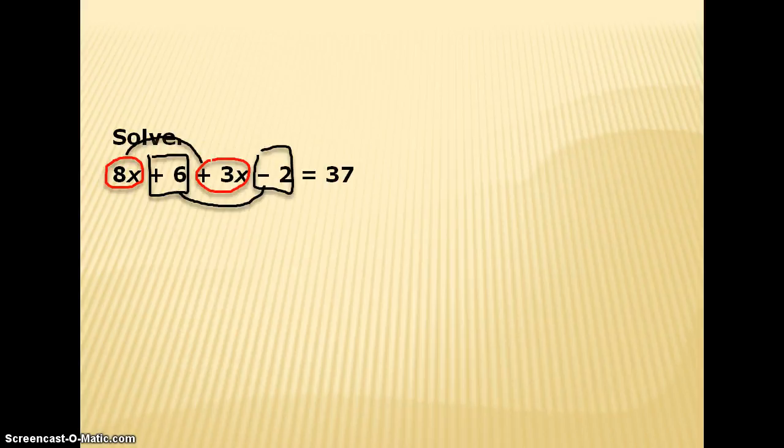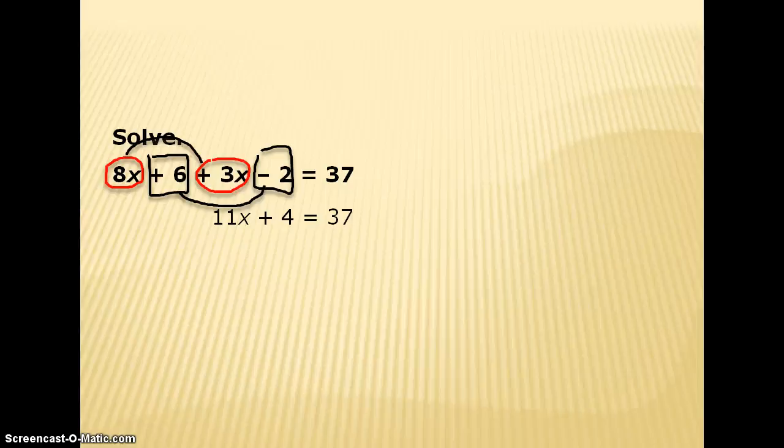Let's solve this one. A little bit longer problem. 8x plus 6 plus 3x minus 2 equals 37. You can see I've already circled the like terms. Notice again that when you pay attention to like terms, you have to look at the symbol that's in front of them. So we have 8x's plus 3x's. We have 6 positives and 2 negatives. So 8x plus 3x is 11x. 6 minus 2 is 4. So we have a two-step equation now.